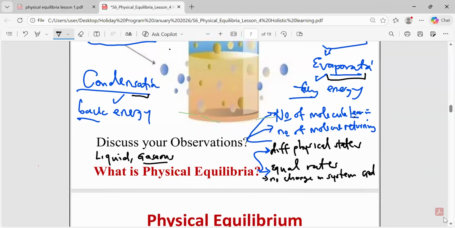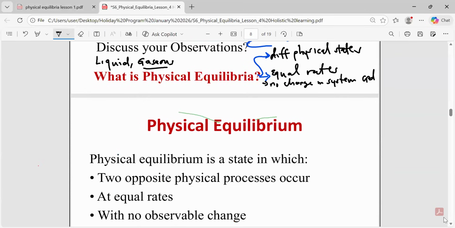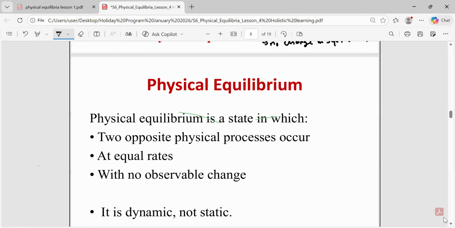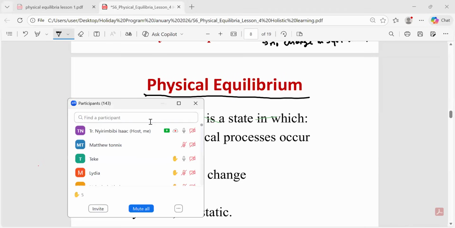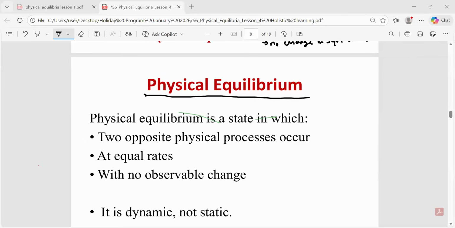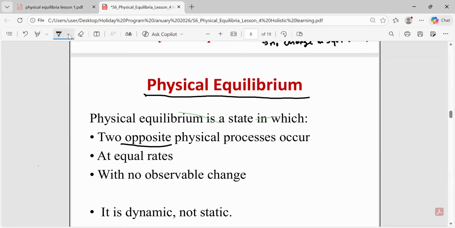Now, we can go to our next part and see what it is saying about physical equilibrium. Can I have someone read for us what we have presented there? Okay, yes, please. Physical equilibrium is a state in which two opposite physical processes occur at equal rates with no observable change. It's dynamic, not static.